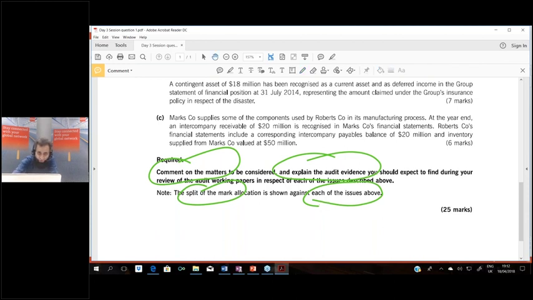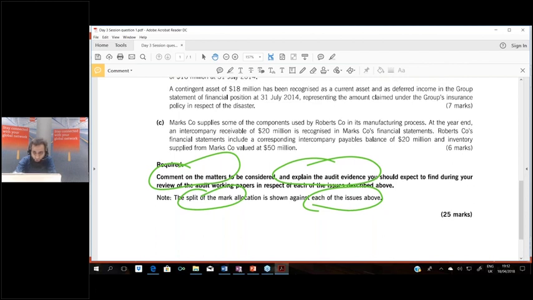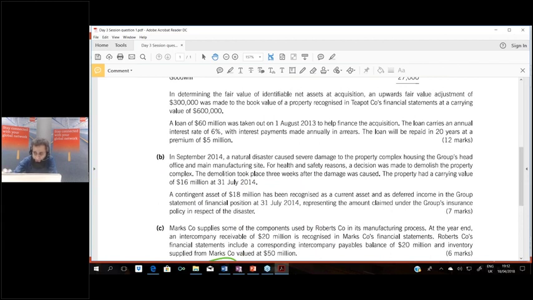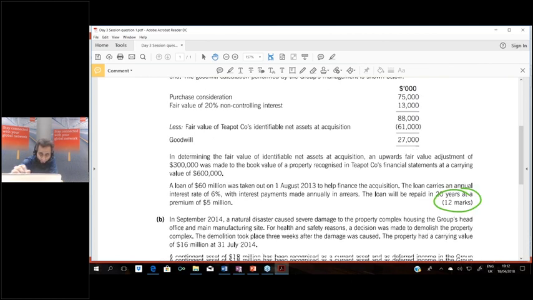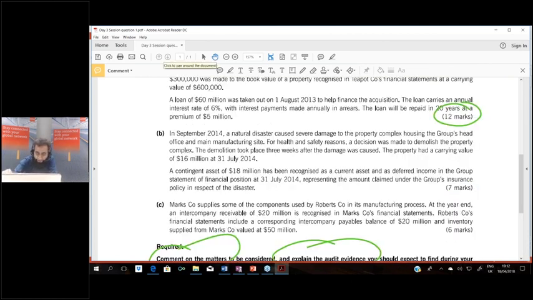Let's see how many issues we have. Accounting issues, right? Now the first issue carries 12 marks, the second issue carries 7 marks, and the third issue carries 6 marks. Now, within the 12 marks, within the 7 marks, and within the 6 marks, I have to do matters and evidence in the working paper file.